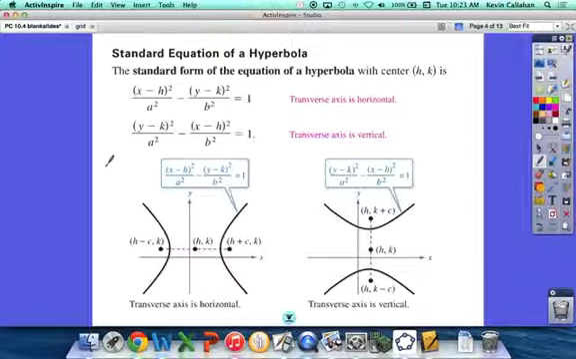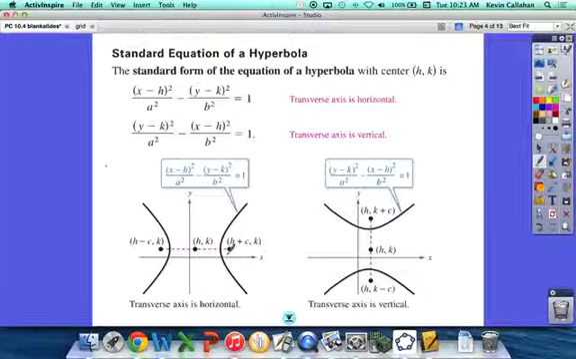Okay, now if you look at the graph, we already did this on the last slide, but the distance from the center to the vertex is definitely less than the distance from the center to the focus, which means our Pythagorean theorem kind of relationship is not going to hold, because for an ellipse, A was bigger than B and C, so A squared equals B squared plus C squared.